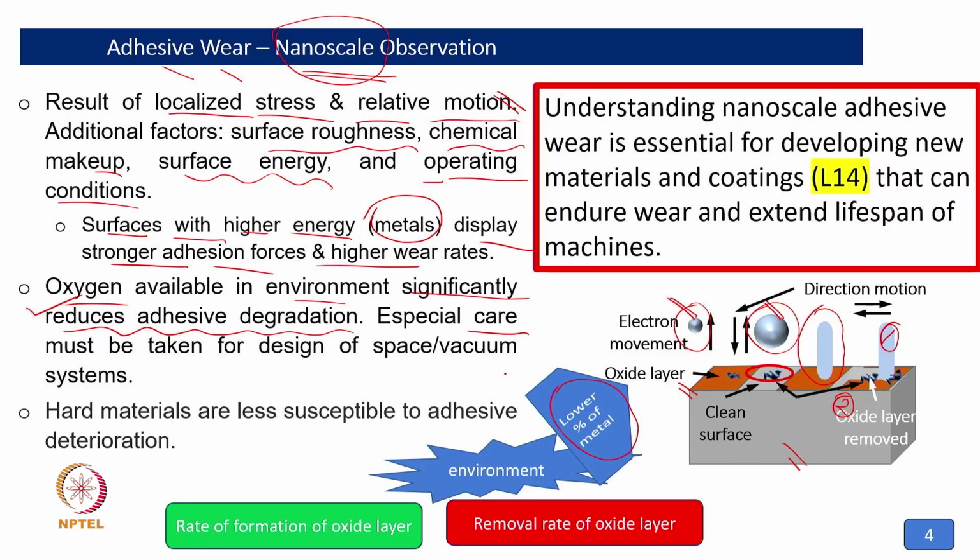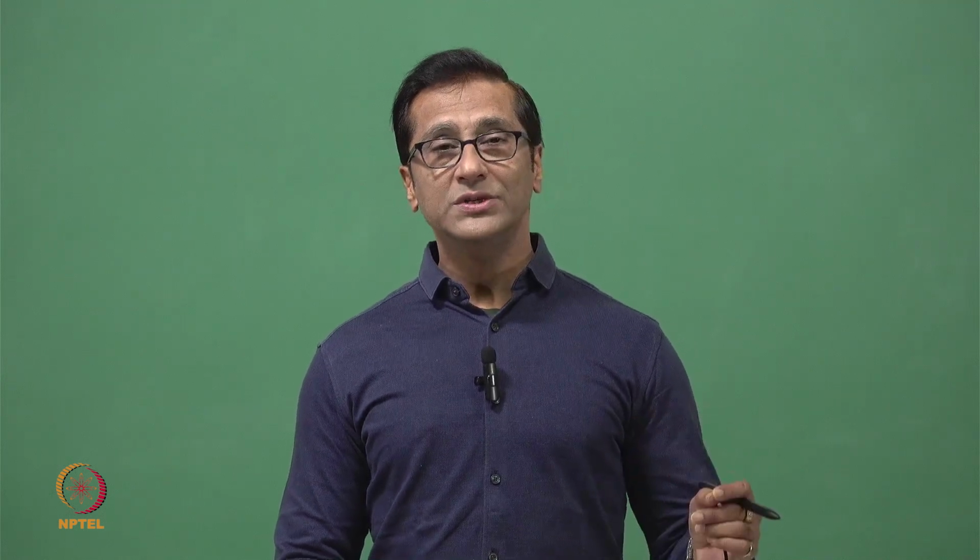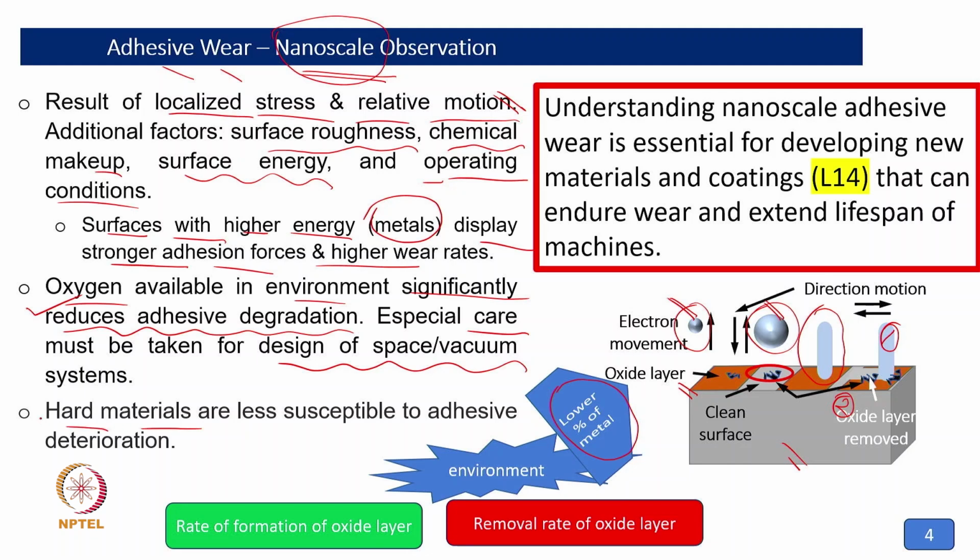Now, that knowledge needs to be used if we are making some vehicles or some product for space or for vacuum systems where oxygen will not be available. That means an oxide layer will not form. That means if we are using a metal without appropriate knowledge in that environment, then the adhesion may be very high and the coefficient of friction can be more than 1, more than 1.5 also. So we need to really understand that. Now, as I mentioned, that's why hard materials are less susceptible to adhesive deterioration, adhesive wear, or adhesive friction also. So this is an important aspect.